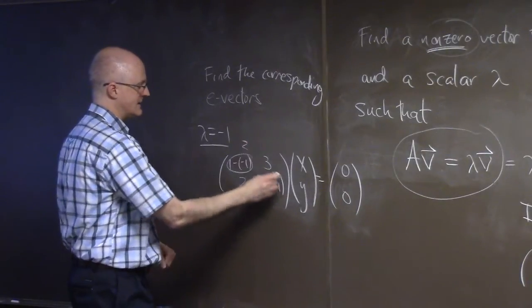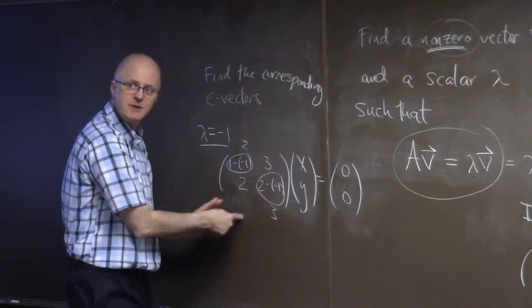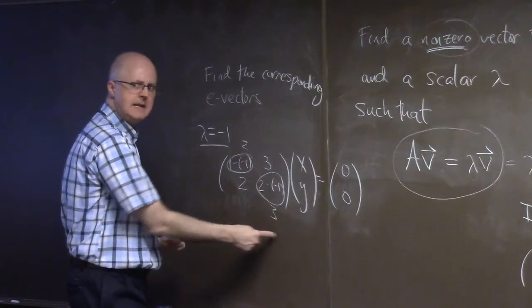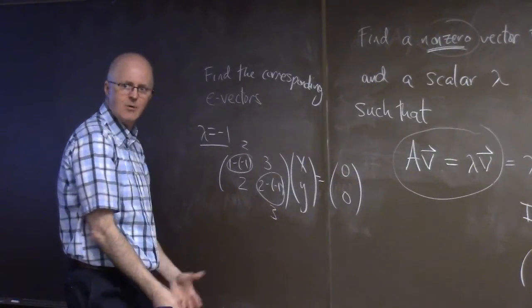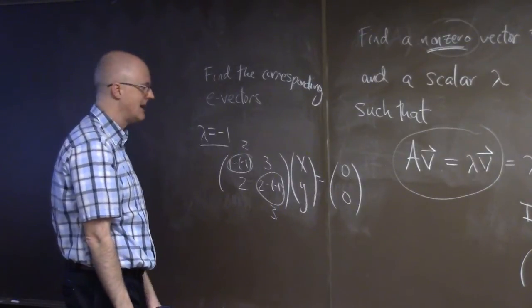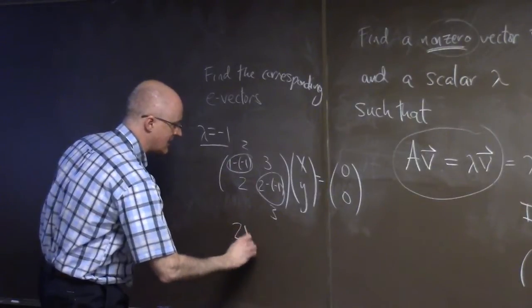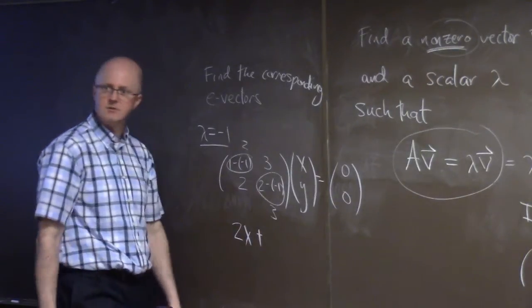That's a 2, this is a 3. Hey, these columns are multiples of each other. They're not linearly independent, they are linearly dependent, and that is enough to know that there's going to be non-zero solutions. And in fact, we can just consider the corresponding scalar equation that corresponds to one of the rows.